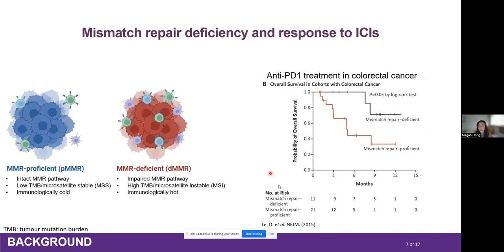So given what is seen in colorectal cancer, this gave us the idea that perhaps we can target the DNA mismatch repair pathway in mismatch repair proficient tumors to sensitize them to immune checkpoint inhibitors.